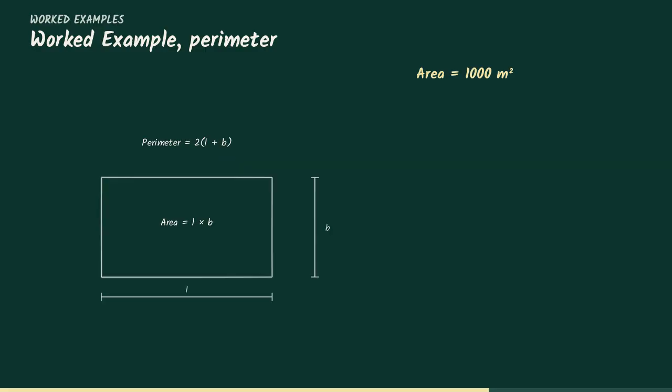Same park, now the fence length. Perimeter is 2 times (40 plus 25). 40 plus 25 is 65, and twice that is 130 meters. That is the fence.